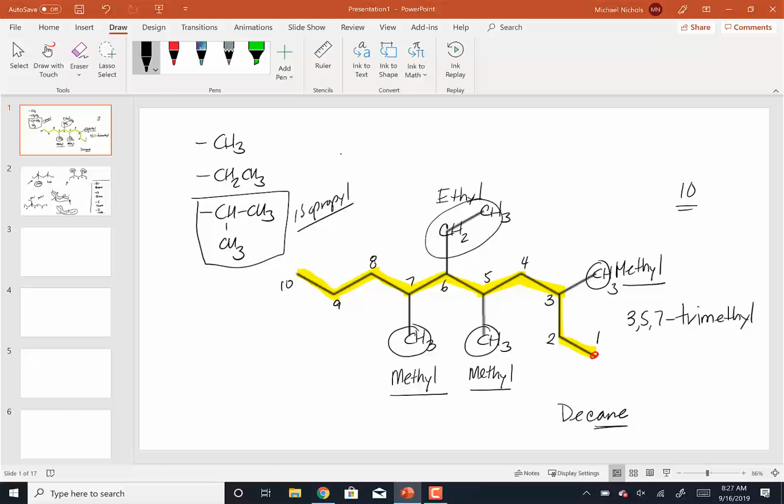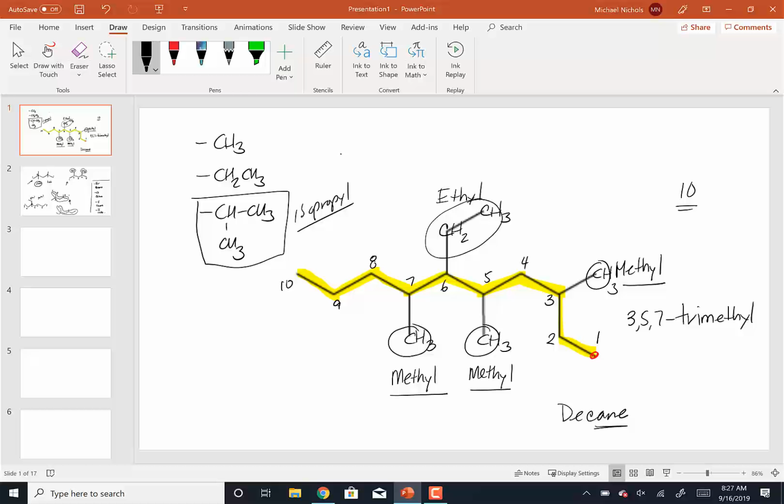If it's tri. If it's tetra, there's got to be 4 numbers. If it's di, there's got to be 2. So you always have to have the same amount of numbers in front of the di, tri. Because somebody who's reading the name, if it's not explicit, the name is wrong. Okay. So in this case, this is a 3,5,7-trimethyl.